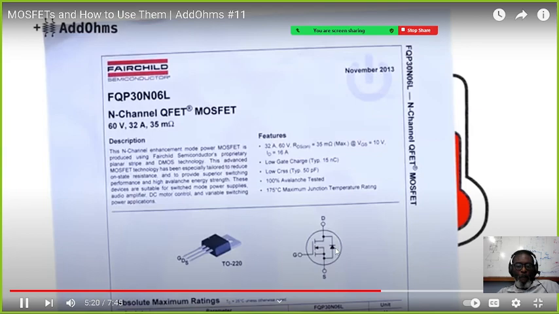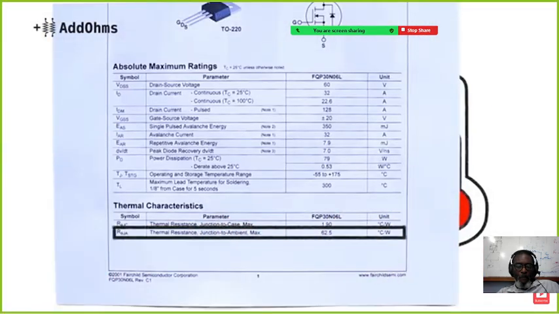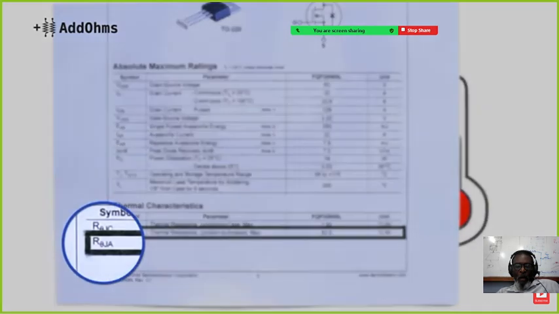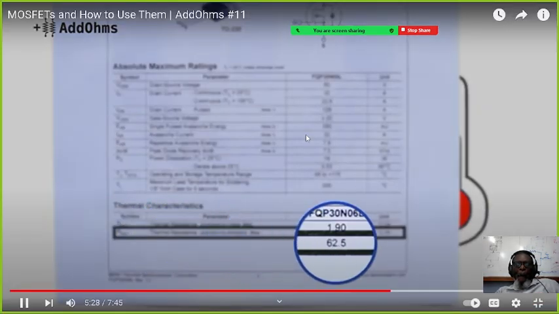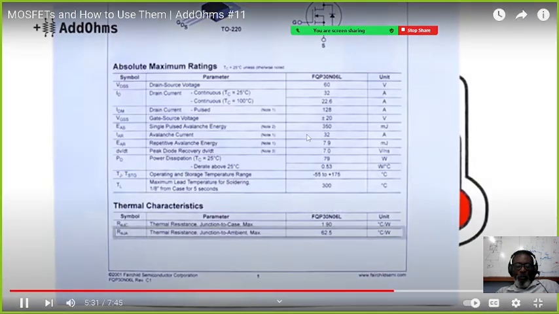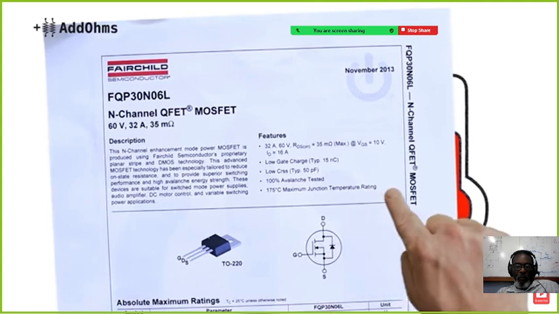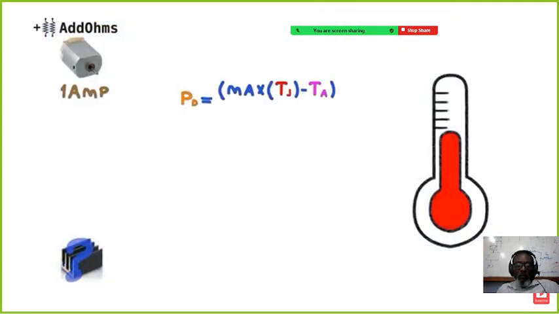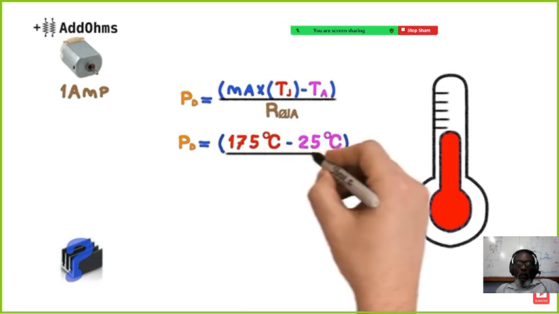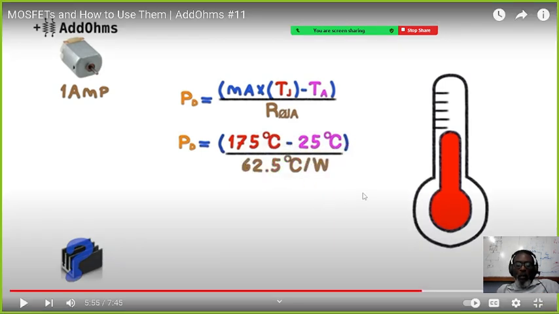We need a few more things from the datasheet. First, we need the junction to ambient coefficient, which is R theta JA, and in this case is 62.5 degrees C per watt. We also need the maximum junction temperature, which in this case is 175 degrees C. Using this formula, we can calculate the maximum power the transistor can dissipate without using a heatsink. We take the maximum junction temperature minus the ambient temperature, which is 25 degrees C, and divide by the thermal resistance.